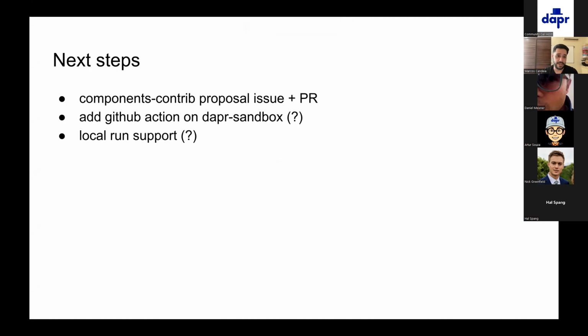For next steps, we have the proposal issue, of course, and the PR for components contrib. It requires a few changes, not so much. I think like one more file for the components contrib Go module, and adding the GitHub action to the Dapr sandbox organization. Local run support could be a good feature, so you don't need to go to GitHub Actions to start a conformance test. You can, let's say, run Dapr run conformance test, something like that. But it's not clear to me, though it could be an option.